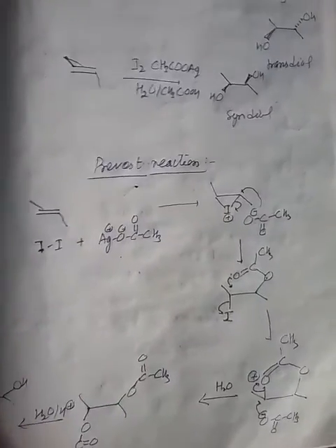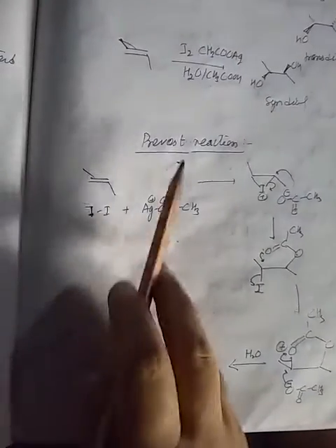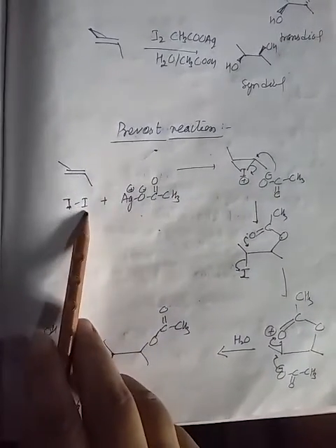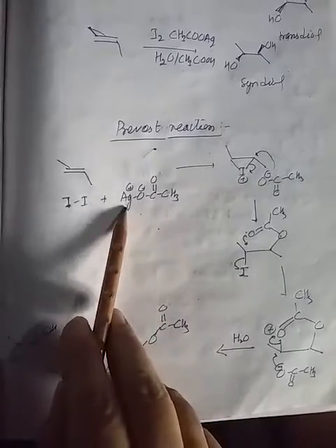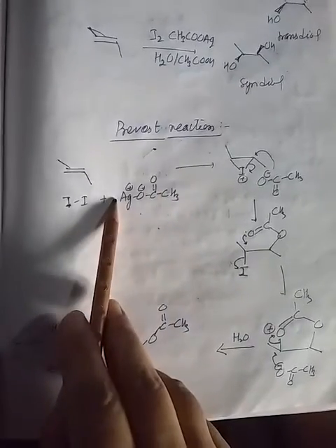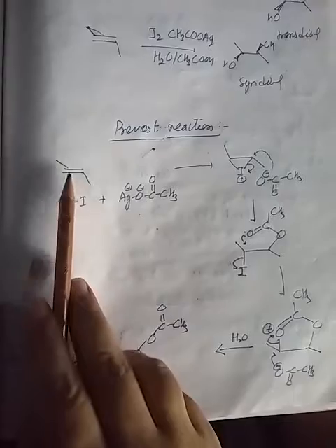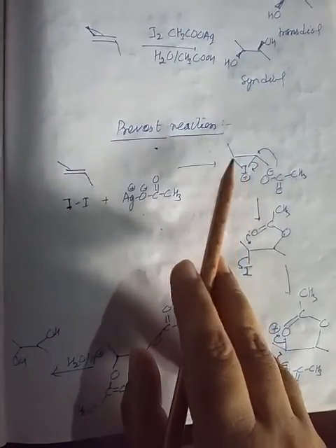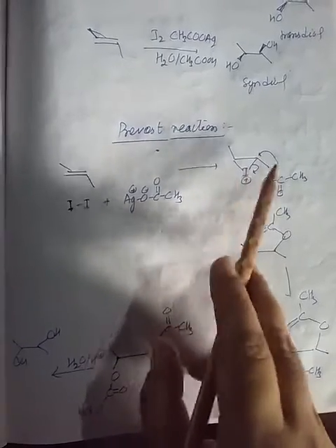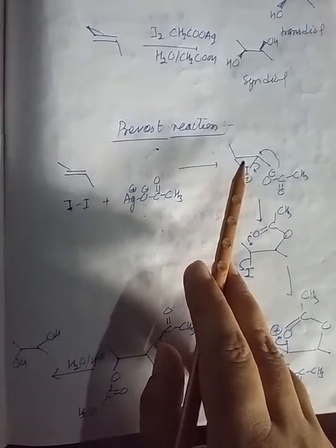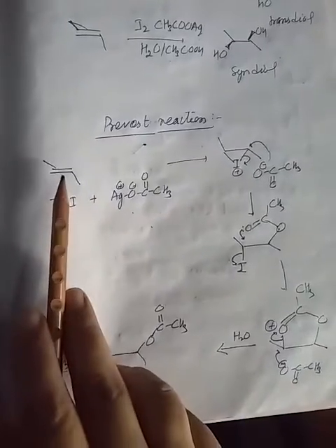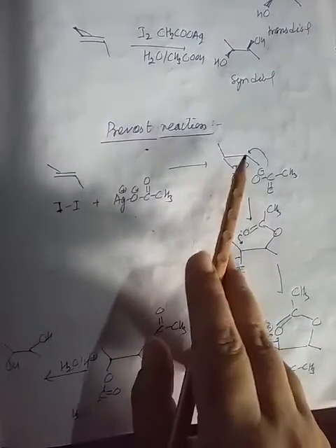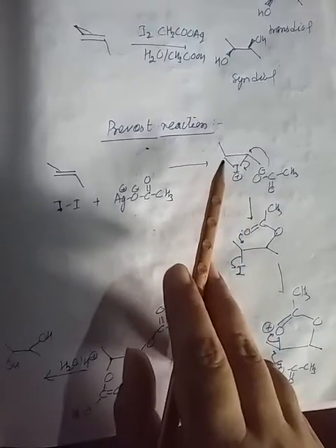Now the mechanism of this reaction, first I am discussing the mechanism of Prevost reaction. So this is alkene, this is I2 iodine, and this one is silver acetate, CH3COOAg. So first of all, this alkene reacts with this iodine and it gives a 3-membered iodonium ion. ठीक है, जैसे कि ब्रोमोनियम आयन बनता है जब हम एल्कीन की ब्रोमीन के साथ रिएक्शन करते हैं. Likewise, when this alkene reacts with this iodine, it gives an iodonium ion, 3-membered iodonium ion.